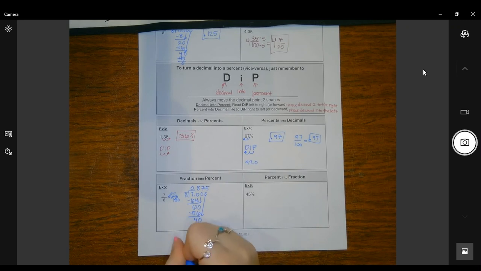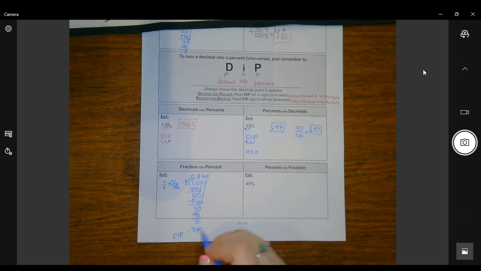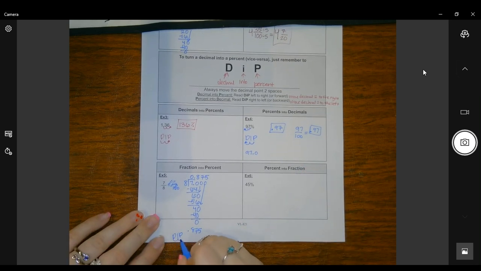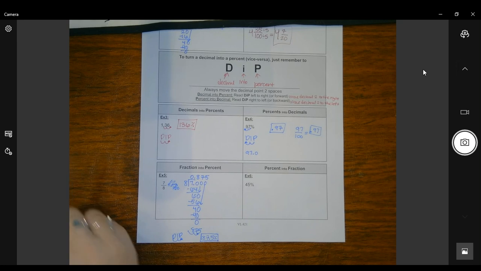And if we remember, in order to go from a decimal to a percent, I'm going to move it 1 to the right. So 1 to the right puts us at 87.5%. Okay, and there you go. And if you could use a calculator, that would be really nice, because you just hit 7 divided by 8, you'll get this, and then you know to just move it 2 to the right.